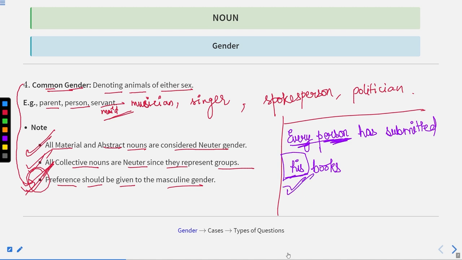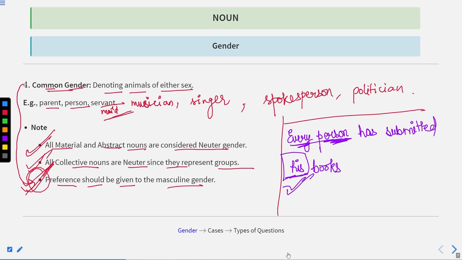Why so? Because whenever there is any common gender, we give preference to the masculine gender. For example, if I say every student has submitted his fees, his is used for the word student, though a student can be male as well as female. But here I'm using the word his. Why so? Because merely by listening to the word student, I cannot say whether I'm talking about the male or the female member. That is why student is a common gender.